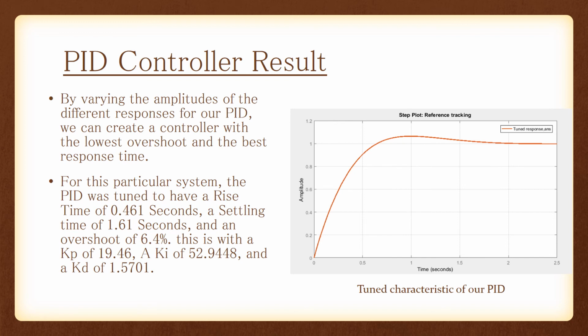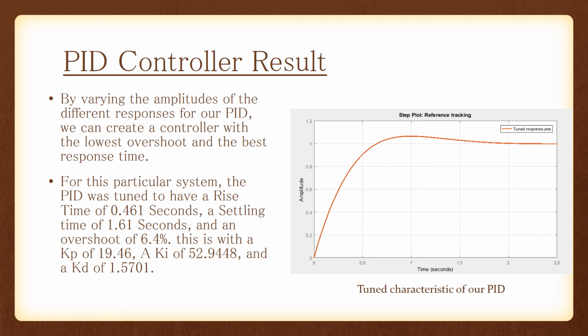PID controller result. By varying the amplitudes of the different responses for our PID, we can create a controller with the lowest overshoot and the best response time. For this particular system, the PID was tuned to have a rise time of 0.461 seconds, a settling time of 1.61 seconds, and overshoot of 6.4%.